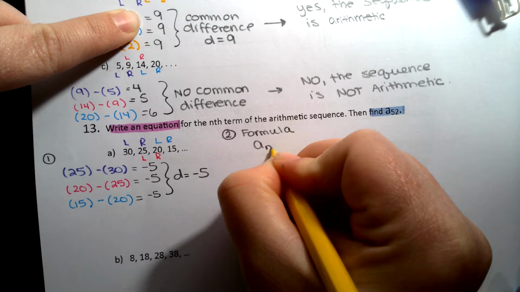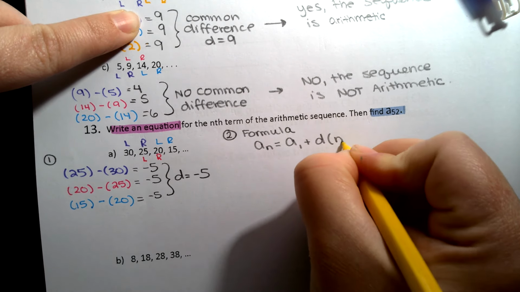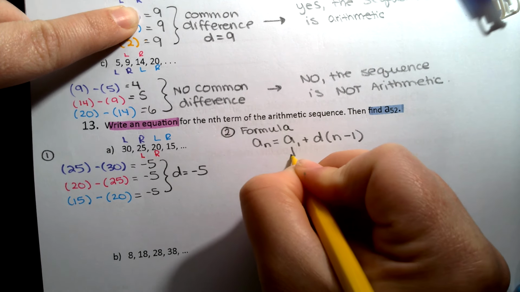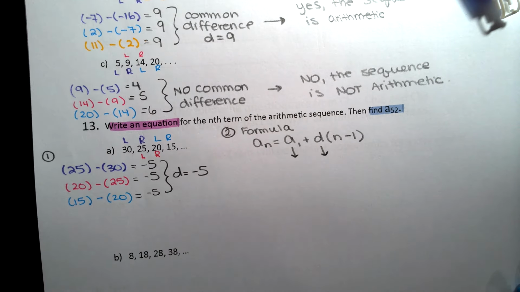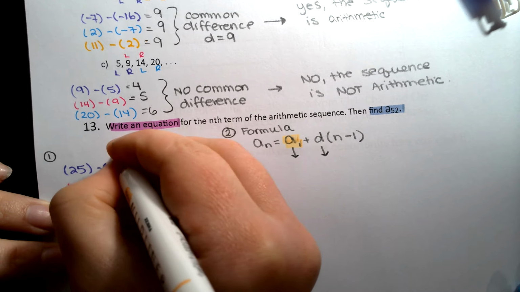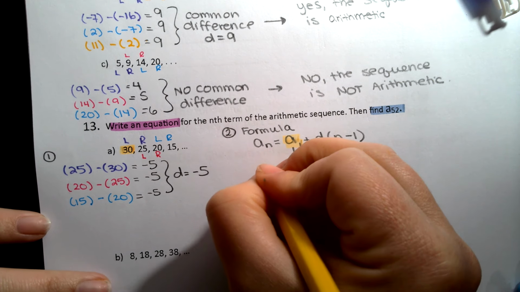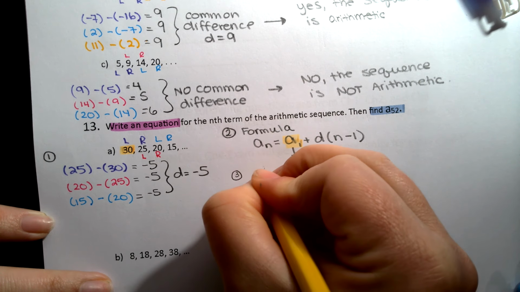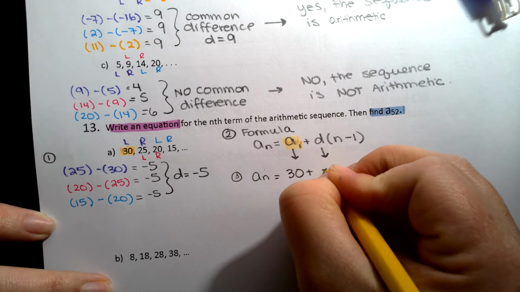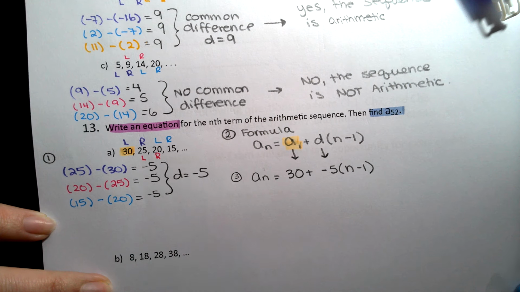A sub n is equal to a sub 1 plus d times n minus 1. You're going to plug in your a sub 1 and your d. Now, what is a sub 1? A sub 1 is the term in the first position. So what's the first thing that you see when they give you a list of things? That's your a sub 1. Keep your a sub n equals a sub 1, which was 30, plus what's your common difference? A -5 times n minus 1. Keep your n. You're not doing anything with n.